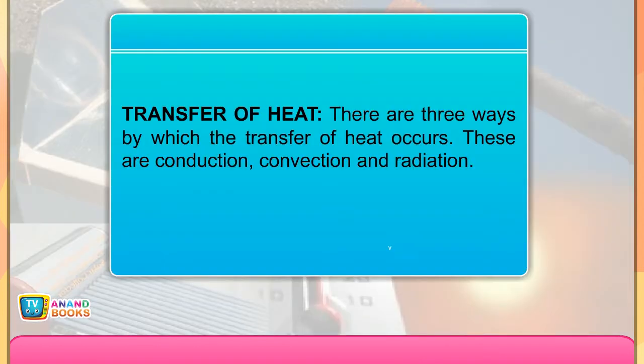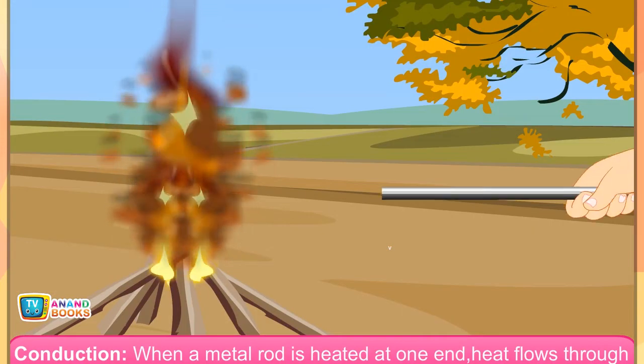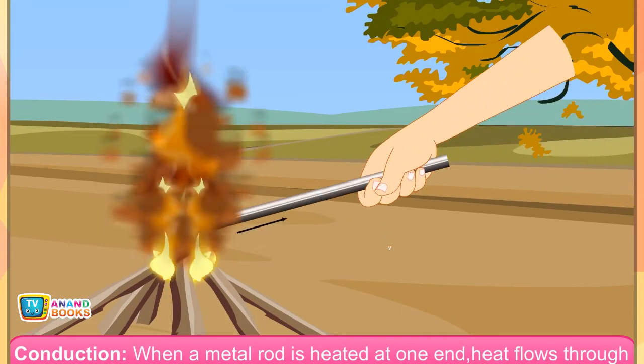Transfer of heat. There are 3 ways by which the transfer of heat occurs. These are conduction, convection, and radiation. Conduction. When a metal rod is heated at one end, heat flows through the metal to the other end and increases the temperature of the rod.